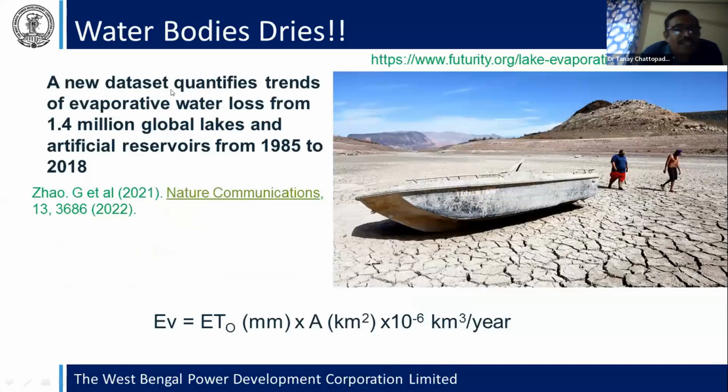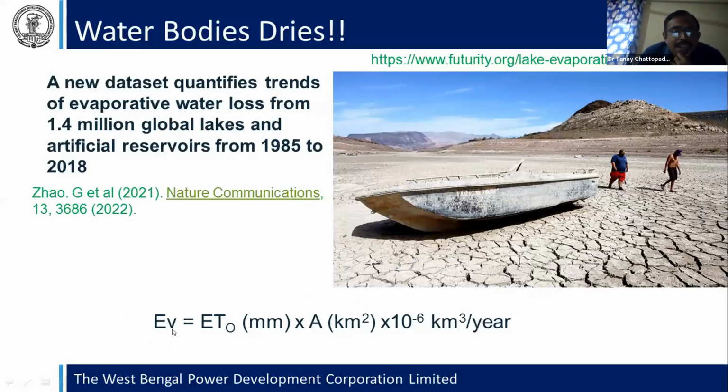Actually, the water data sheet shows that the evaporation loss happens from the various lakes and water bodies of the planet. And a report in Nature Communications shows that from 1985 to 2018, a total of 1.4 million global lakes were destroyed and evaporation happens. And what is the evaporation rate?